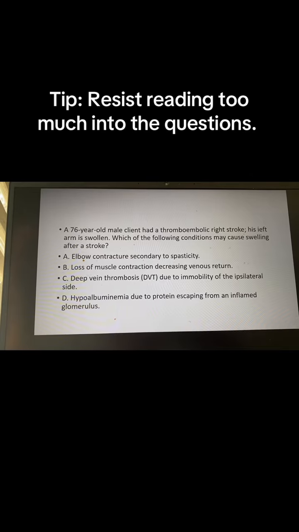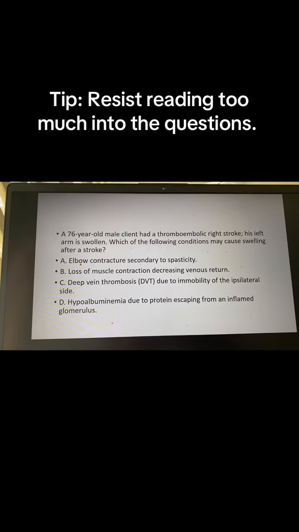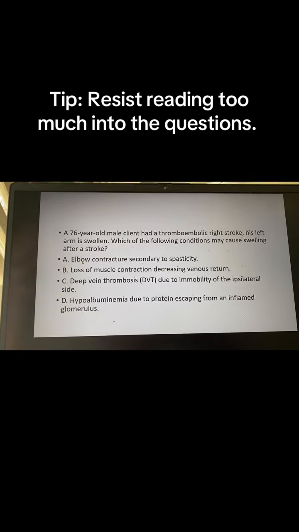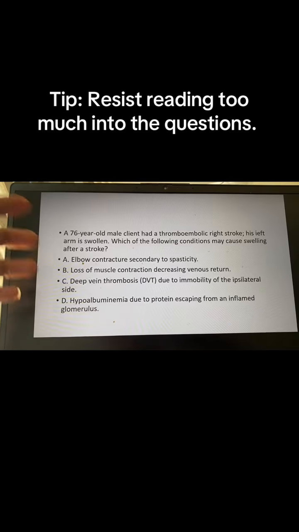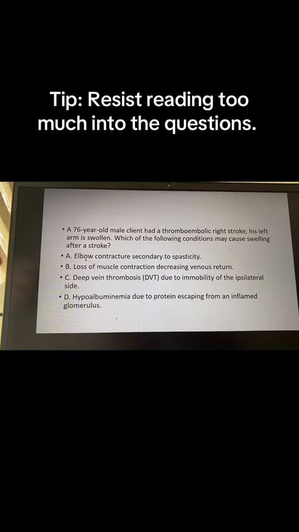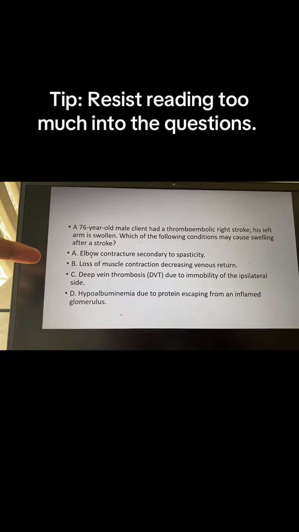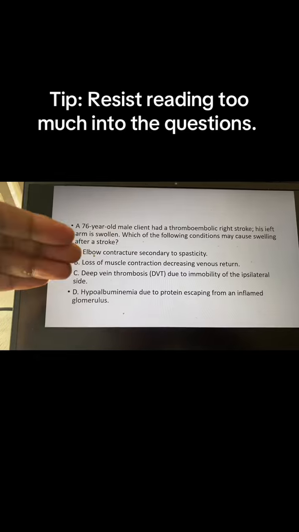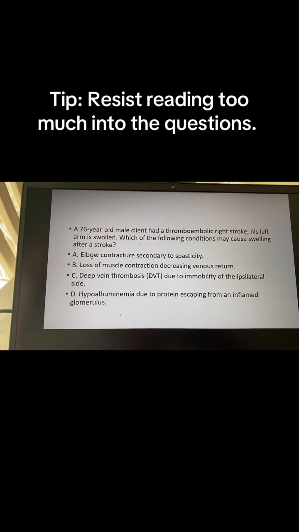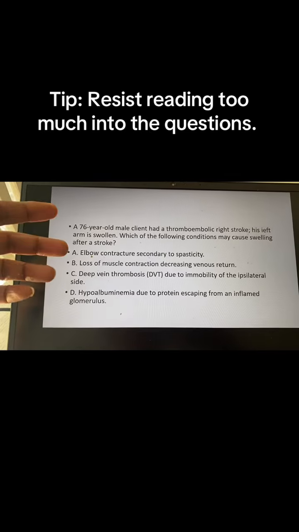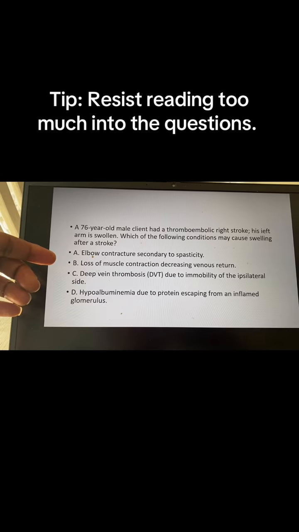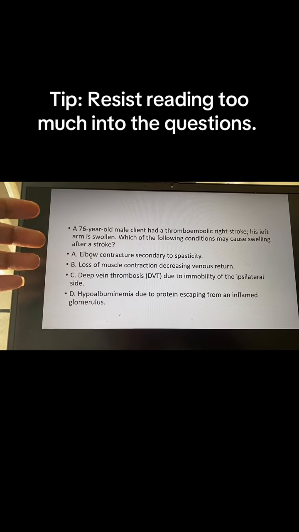Okay, so more than likely if he's having that, he's not going to want to move his arm, right? So what conditions may cause swelling after stroke? We have some pieces of the puzzle in the scenario: age, condition, and symptoms. Elbow contracture secondary to spasticity doesn't say anything about spasticity or having problems with that, or even anything about his elbow. B, loss of muscle contraction decreases venous return.